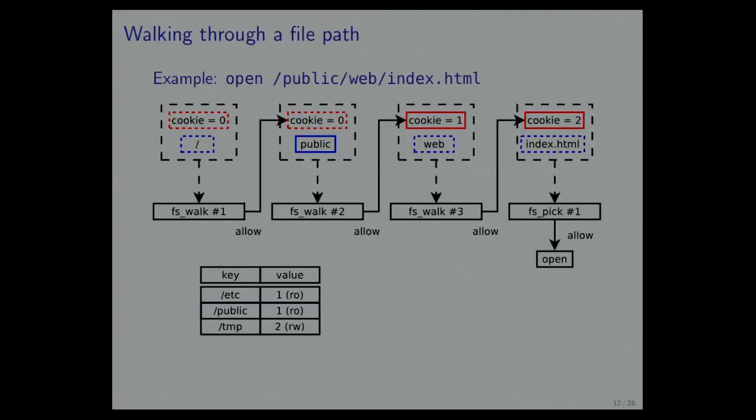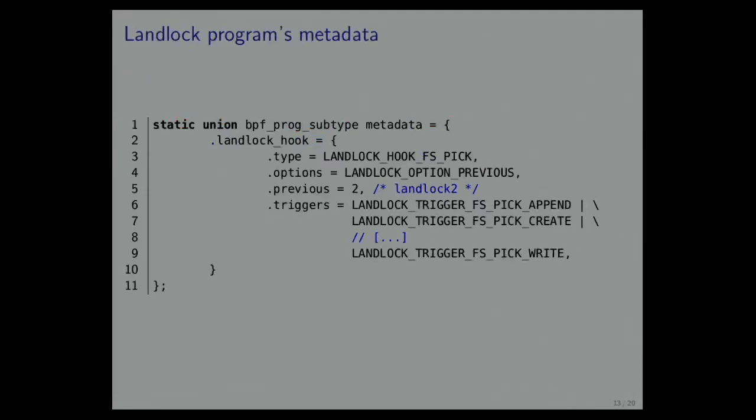So let's take a look at how we can write this kind of BPF programs, Landlock programs. First, we need to define some metadata, some properties. Like I said, we need to tie a Landlock program to a Landlock hook. In this case, it is an FS hook. Then we need to chain it. In this case, it is the third program, the second FSPick, and it is tied to a previous one.